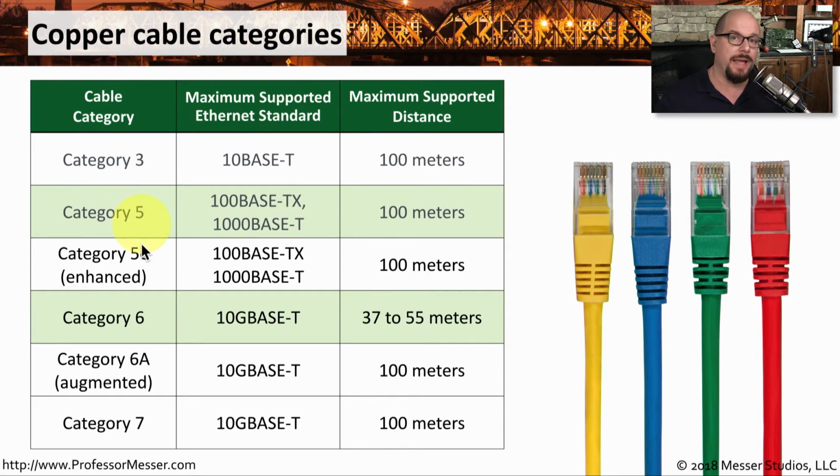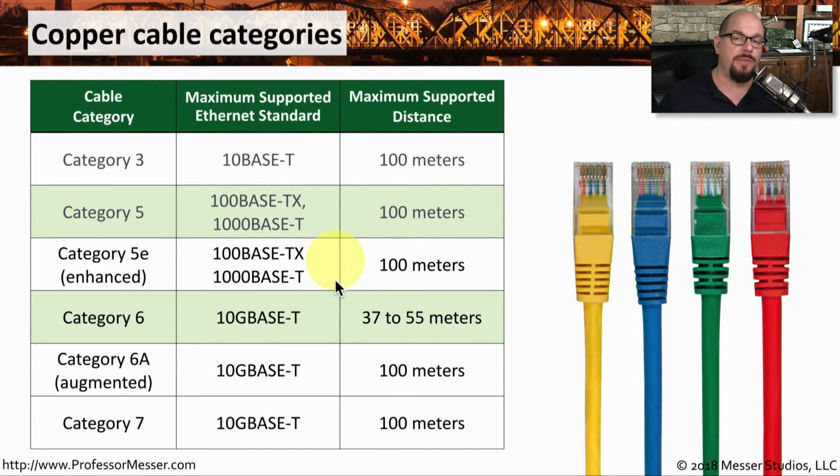Both Category 3 and Category 5 are no longer available. Usually the minimum type of cable that you'd see available is Category 5E, and the E stands for Enhanced. There were minor changes between Category 5 and Category 5E, and you'll notice that we support exactly the same Ethernet standards over both Category 5 and Category 5E, and Category 5E does support gigabit Ethernet up to 100 meters.